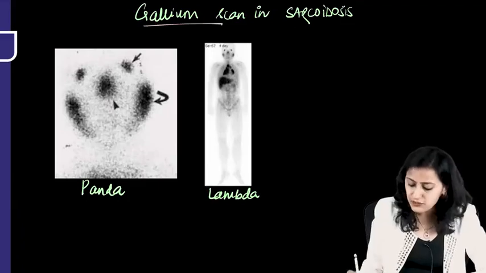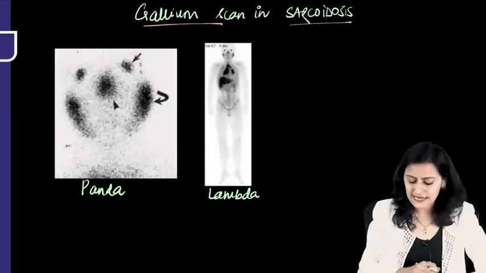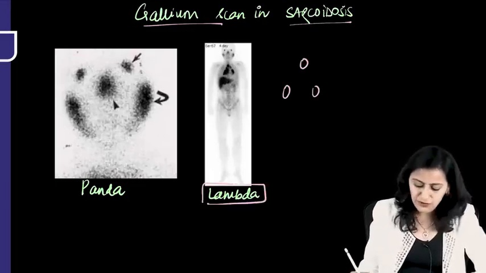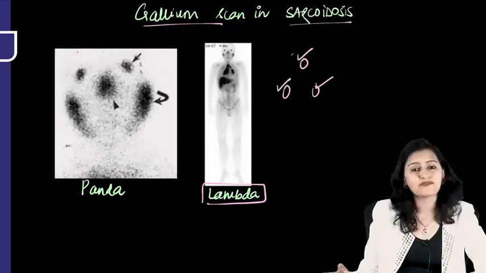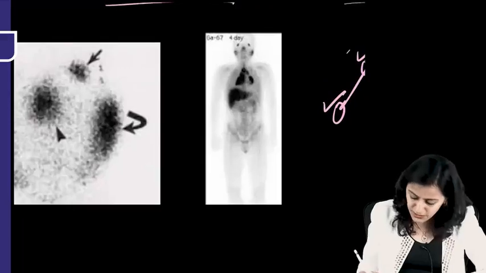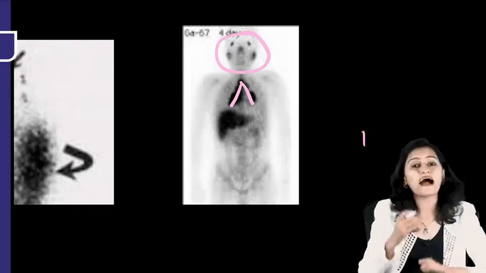What nuclear scan do we do in sarcoidosis? It is the gallium scan. And what do you see in the gallium scan? One is the lambda sign. So the 3 groups of lymph nodes, the right paratracheal and the bilateral hilar, form this lambda sign. So look at this one, you get this lambda sign, and the other sign is the panda sign.